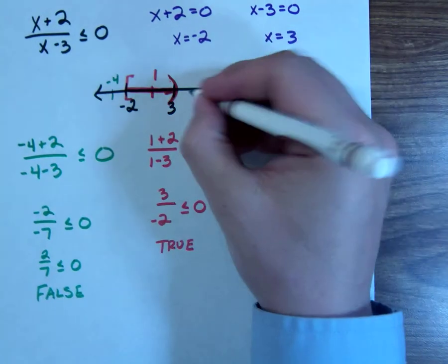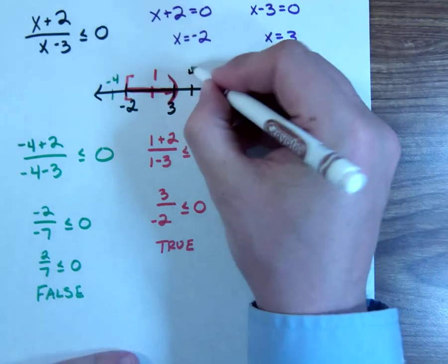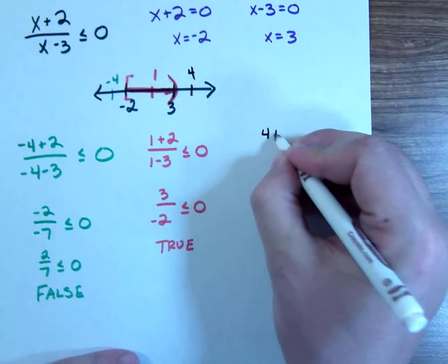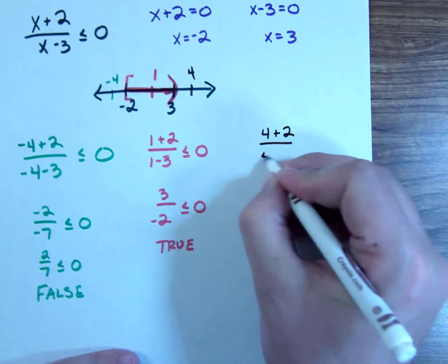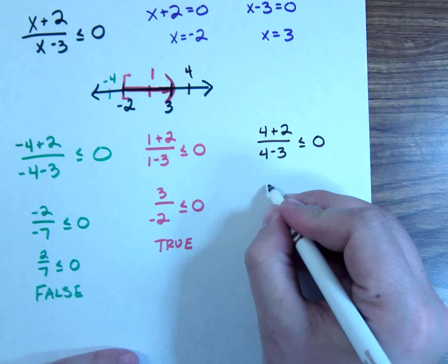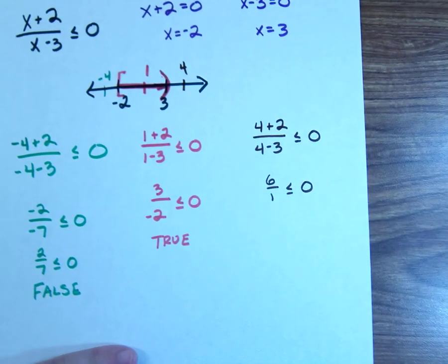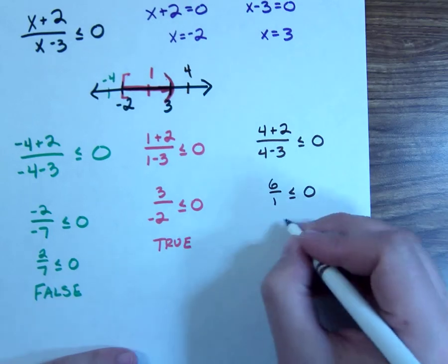Okay, one more. Number bigger than 3? 4. Okay. So that's 6 over 1. Is 6 less than or equal to 0? It is not.